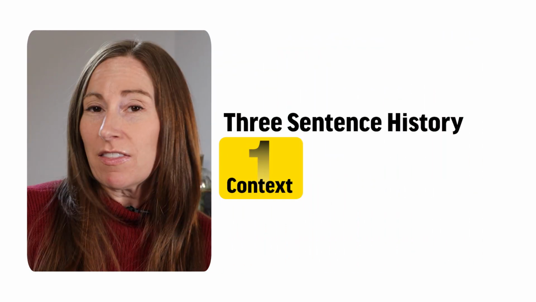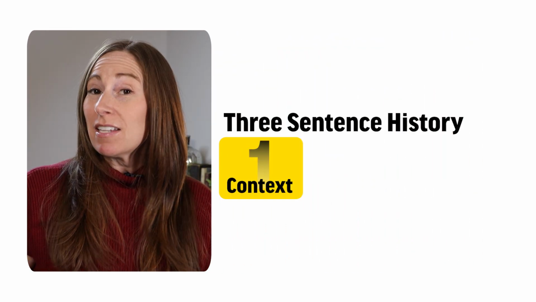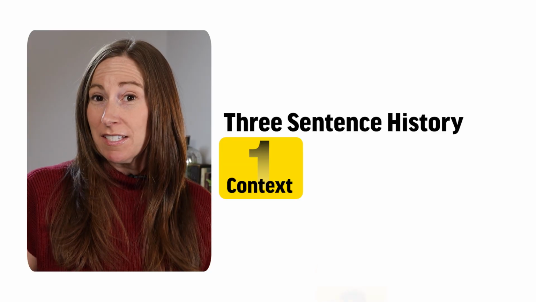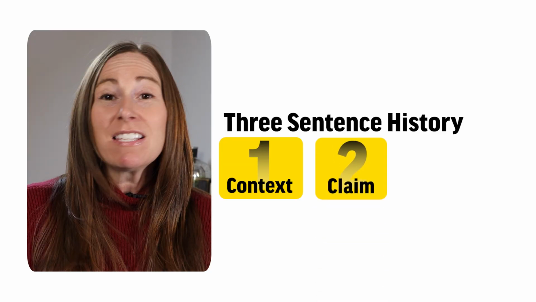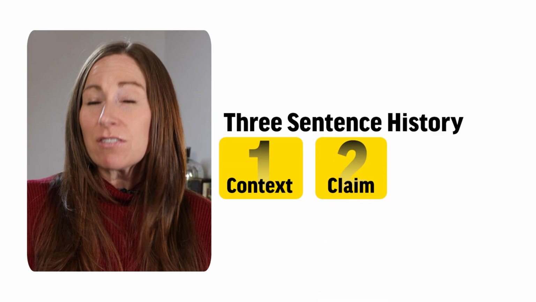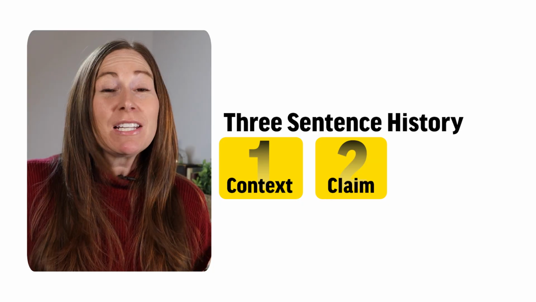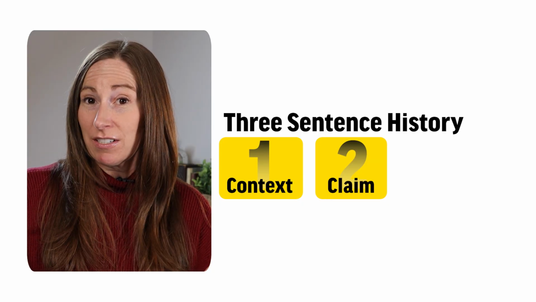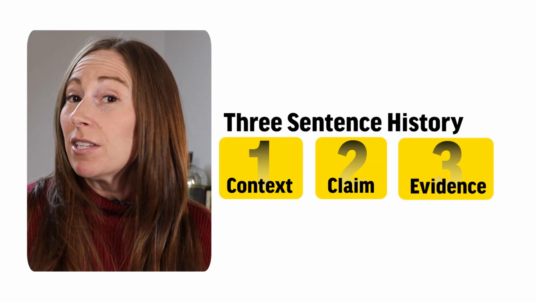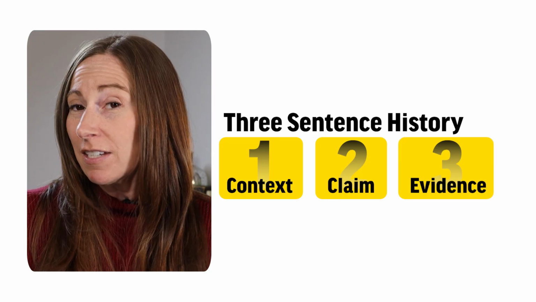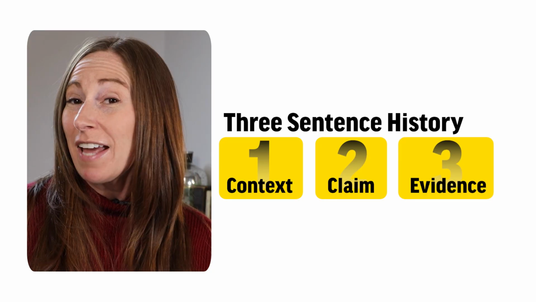And the sentences are structured very intentionally. Sentence 1 is context. This is where students set the stage. They simply explain what's happening historically before the argument begins. Sentence 2 is the claim, and this is their argument. They must answer the question directly. No summary, no fluff, just a clear position. Sentence 3 is evidence. They support their claim with a specific historical example and then briefly explain why it proves their claim. That's it, just 3 sentences.